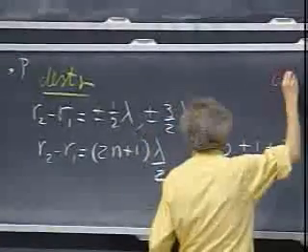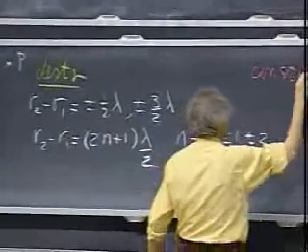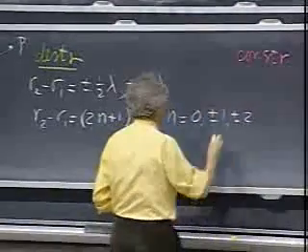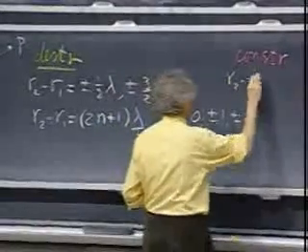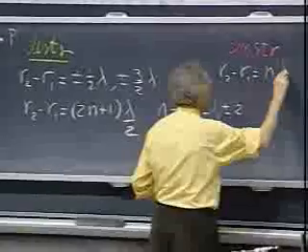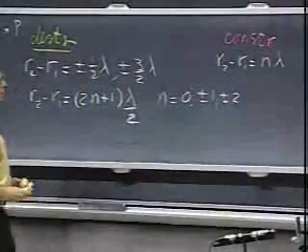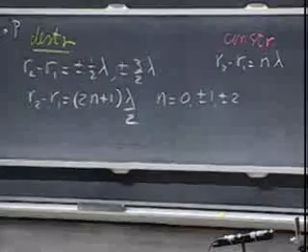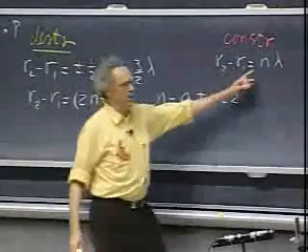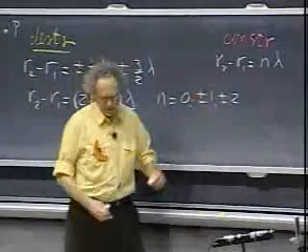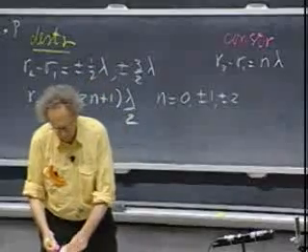We would have constructive interference if r2 minus r1 is simply n times lambda. So then the waves at point P are in phase, and n is again, could be 0, plus or minus 1, plus or minus 2, and so on.